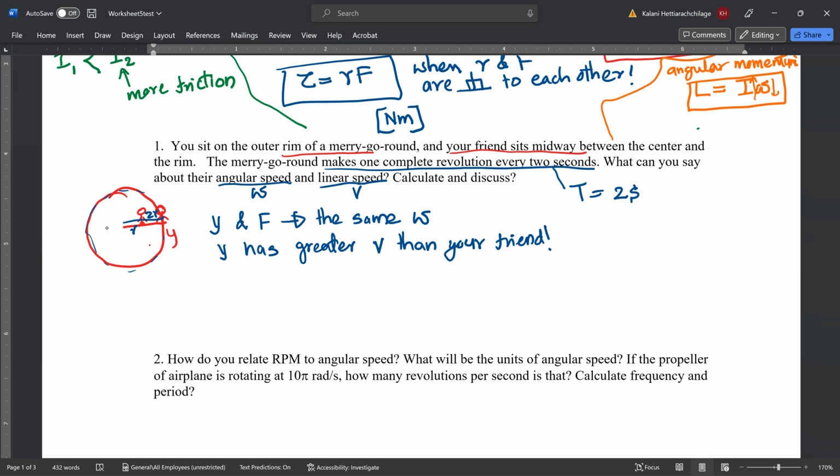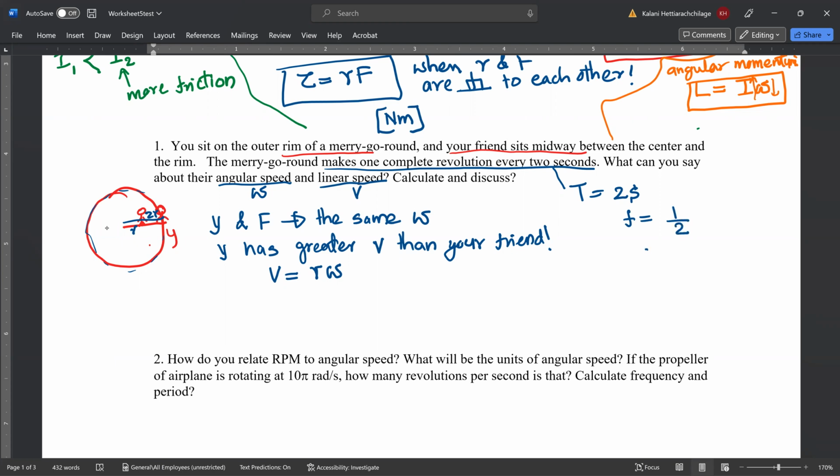Now we are asked to calculate and discuss. We already discussed this. Let's calculate it. How do we calculate it? To calculate v, we know that we calculate by using r times omega. I don't know that I can definitely calculate this one, but I can get the relation, right? V equals r times omega, right? So now what will be omega? You need to understand the period is given here, right? That means frequency equals 1 over period, 1 over 2 seconds.